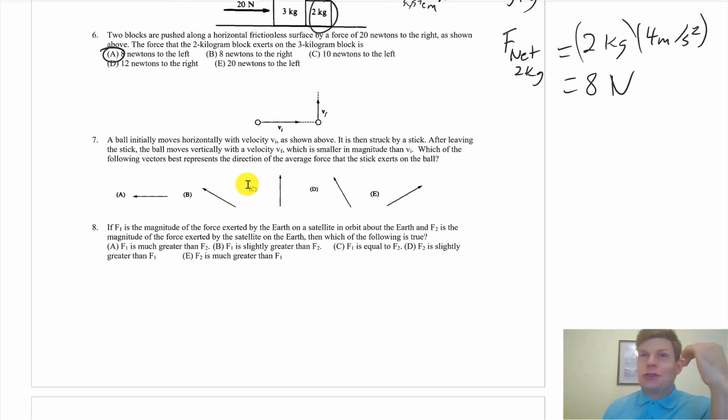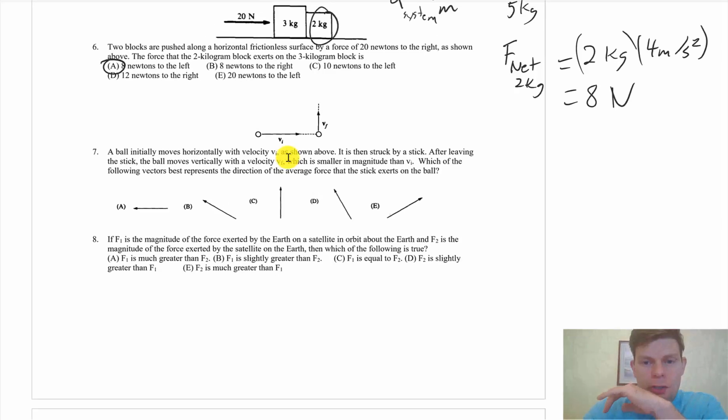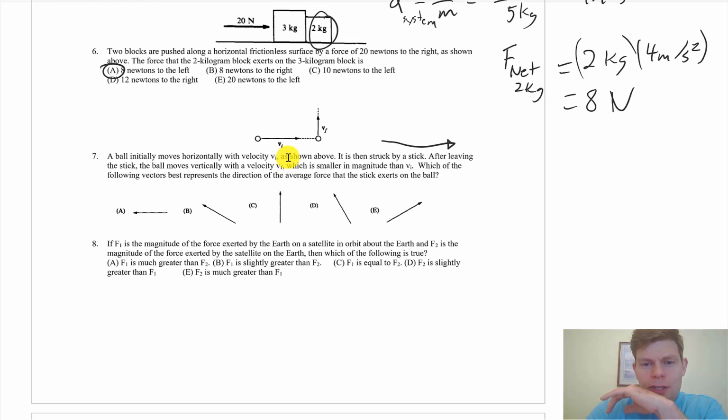And one more step further, the direction of the acceleration is the direction of the change in velocity, because acceleration is just change in velocity over time, and dividing that by time does not change the direction. So we want to find the direction of the average force. That happens to be exactly the same as the direction of the acceleration, which is, again, exactly the same as the change in velocity.